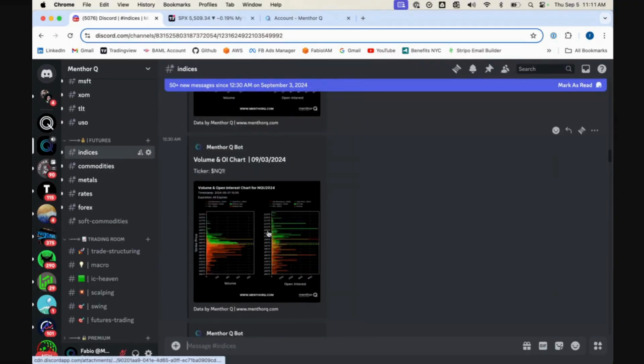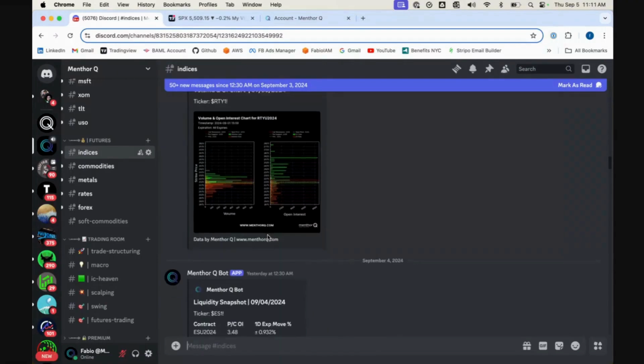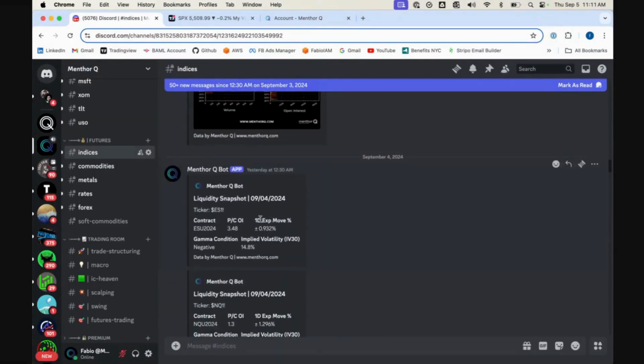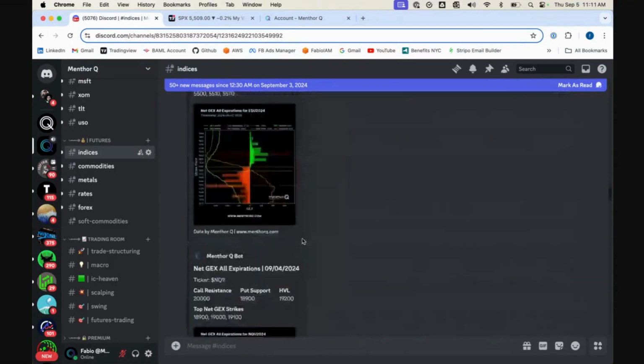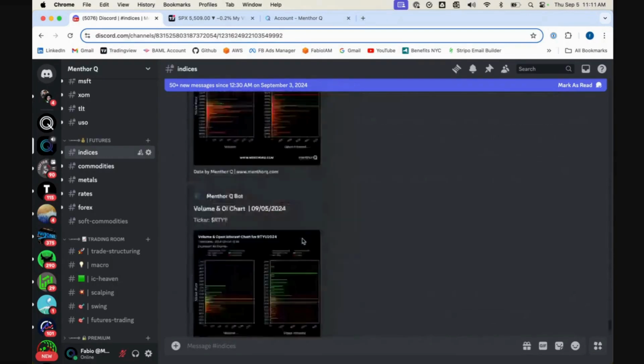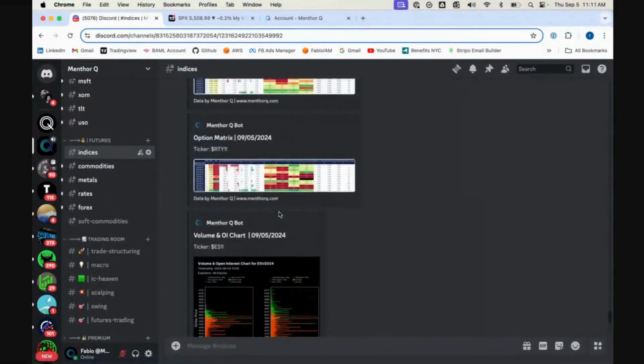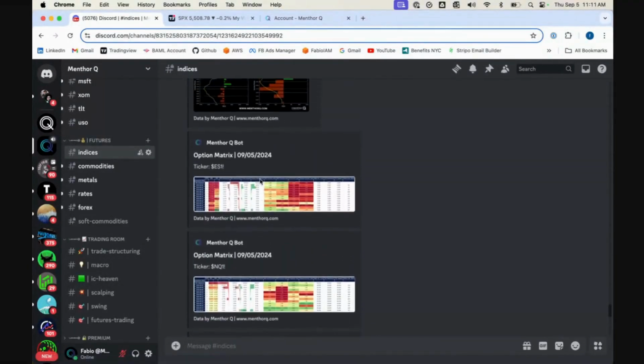So first, I can look at volume and open interest. I can look at my liquidity snapshot, so I can see if we are in positive or negative gamma for the day on ES. In this case, let's actually scroll down to the bottom. We have our matrix. Again, on MenthorQ, yes.